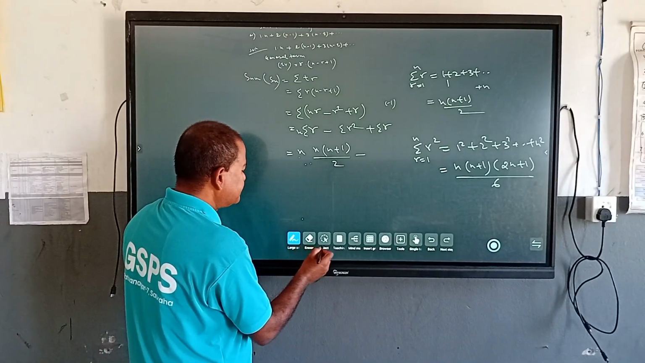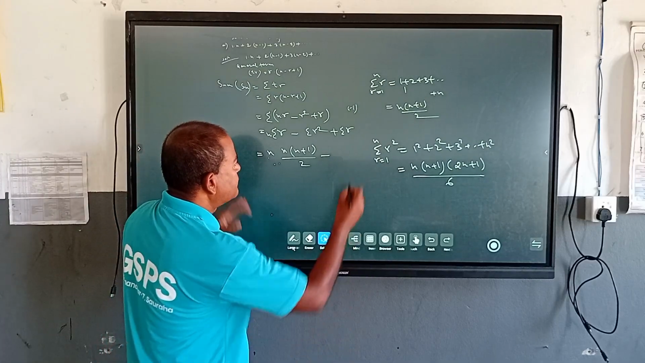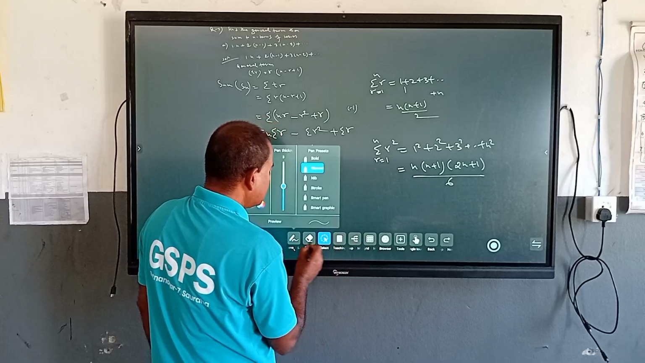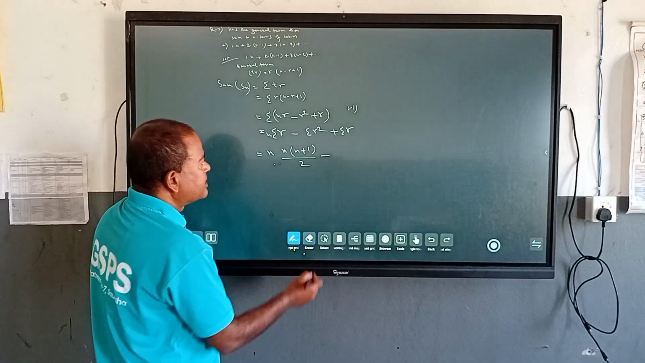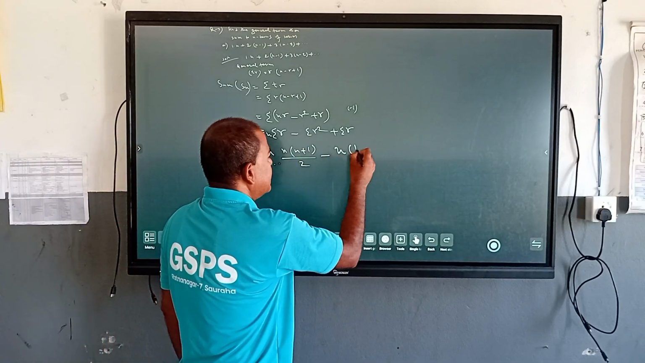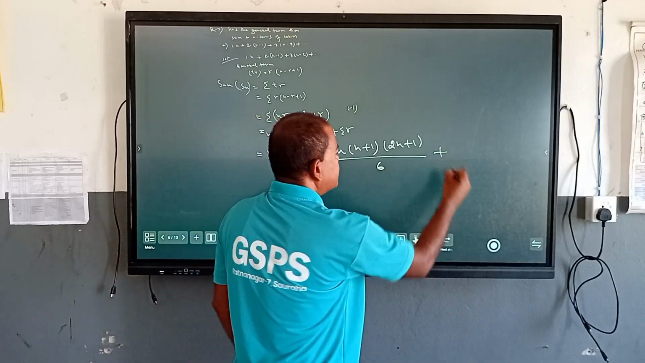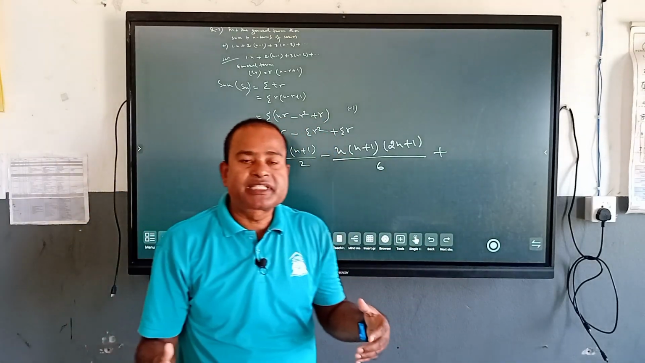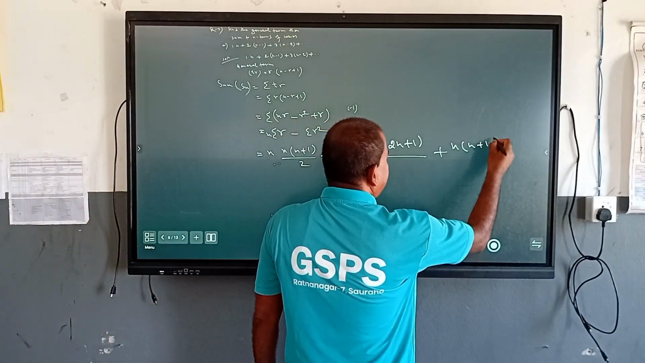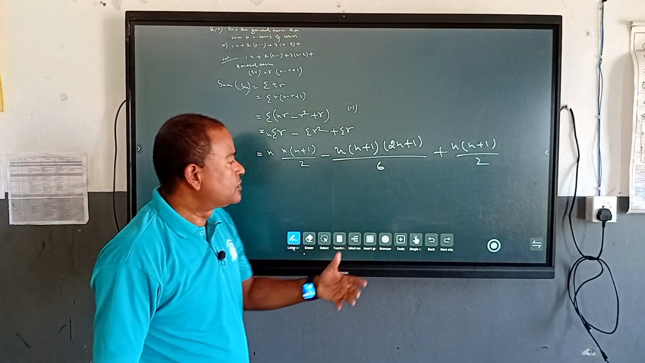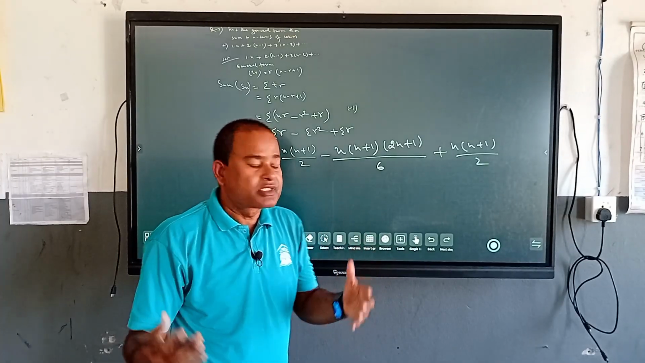So let's put the value. Dear students, let's put the value of summation r square. Summation r square means n times n plus 1 times 2n plus 1 over 6 plus summation r, which represents the sum of the first n natural numbers, so we can write it as n times n plus 1 over 2. Now by doing simplification, we'll get the sum to n terms of the given series.